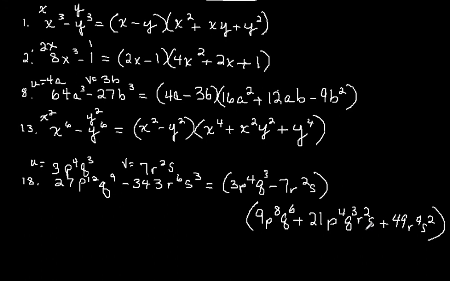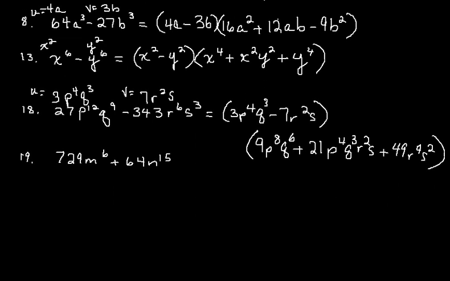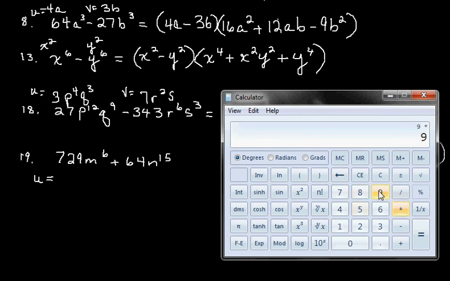There's a couple with fractions and so on. Let's try 19. Let's do one more, because I wanted to show you one with positive. 729m to the 6th plus 64n to the 15th. I'm going to need to use my calculator again. Last number was 343. So first we want to find out our u and v. So I'll just do it down here since I have more room. Get our calculator out again, and you can start guessing. Last time I did 7, let's do 9 times 9 times 9. 729. I hit it right on. So it's going to be 9.